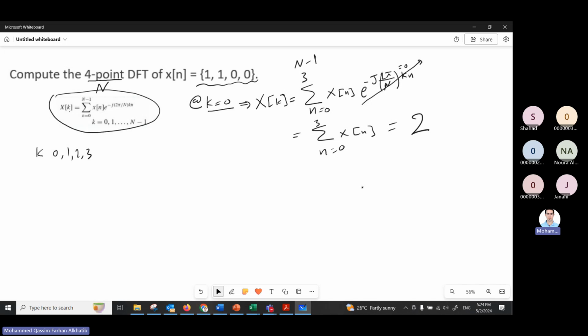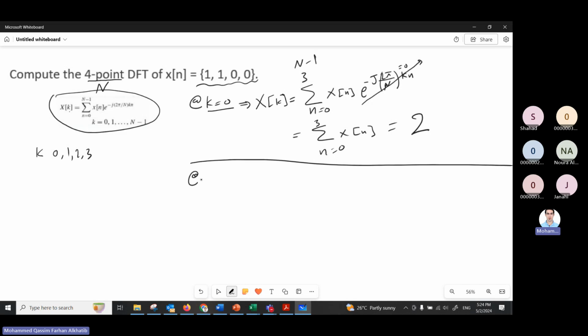All is clear. Just apply the formula. I set k to 0. Now I just remove it, since it made the exponent become 0. I just substitute the values. Okay, so that's the first one.